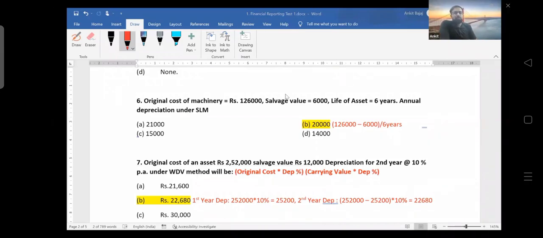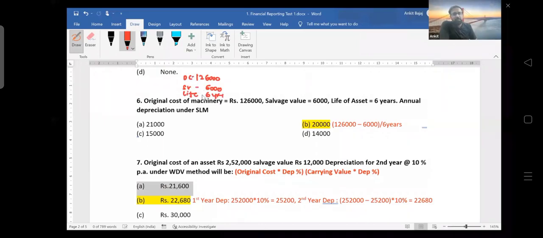So if you see, original cost of machinery is how much? It is 1,26,000. This is the original cost, and salvage value is 6,000, and life of machinery is given, that is 6 years. You will be able to use this machinery for 6 years.